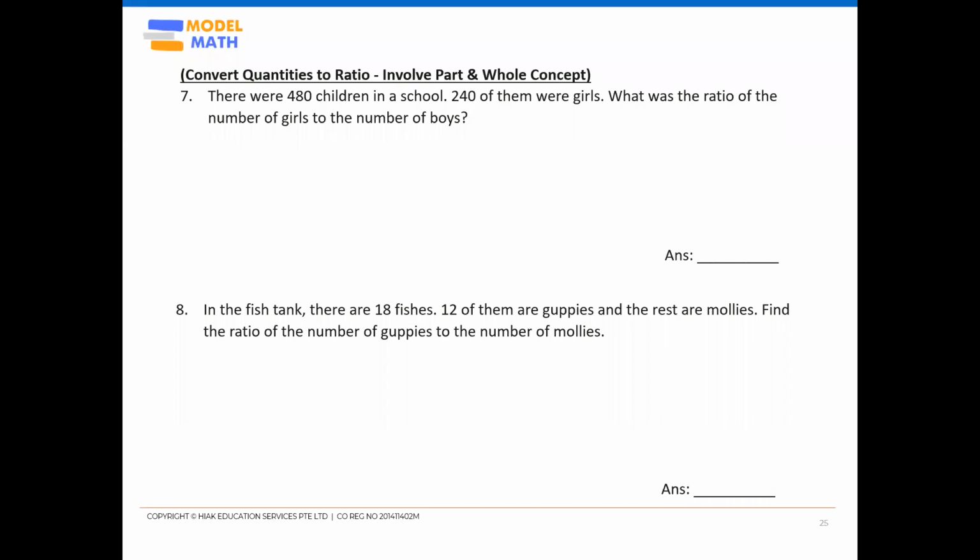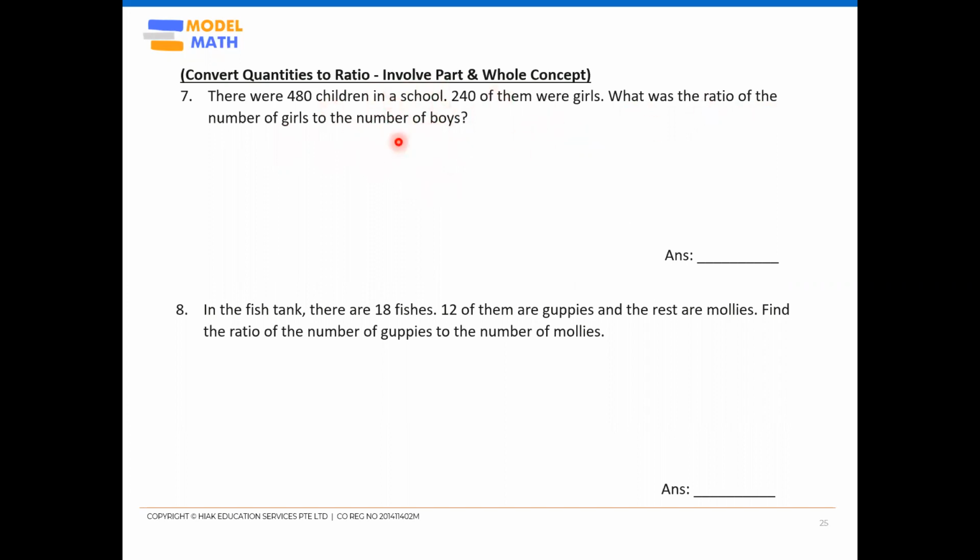There were 480 children in a school. 240 of them were girls. So what was the ratio of the number of girls to the number of boys? So firstly, we will need to find out how many boys there are in order to create this ratio.